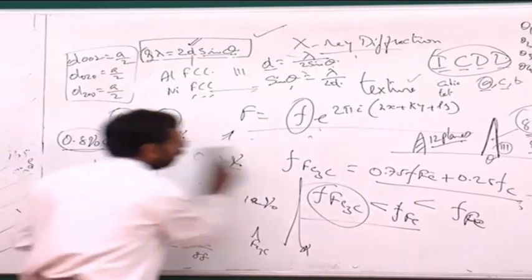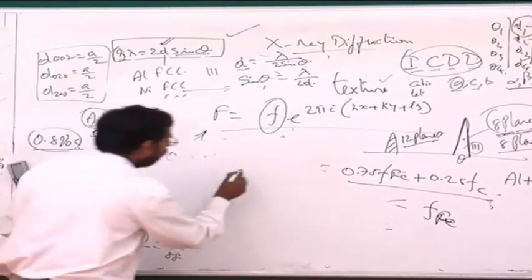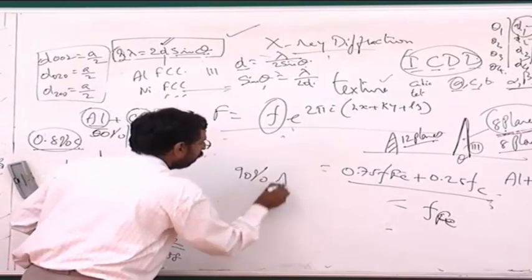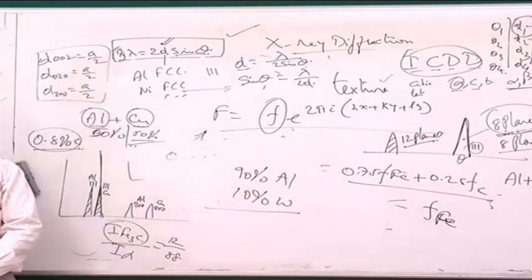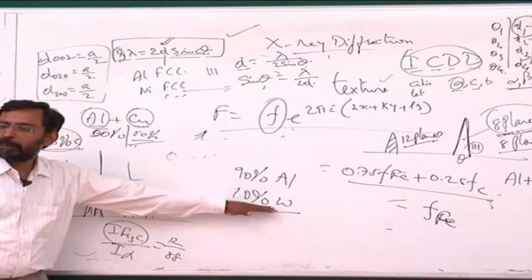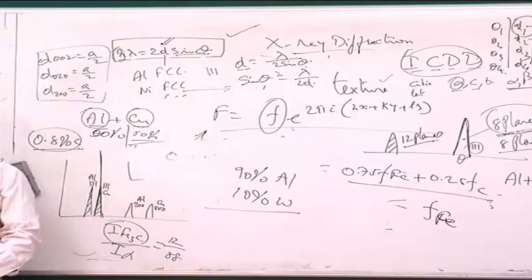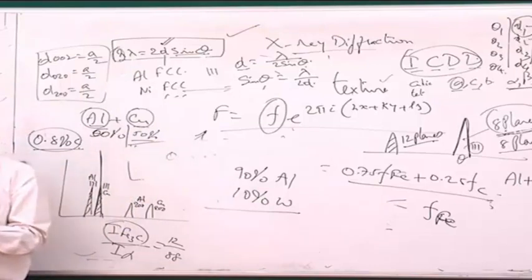For example, if I mix up, let's say, 90% of aluminum with 10% of tungsten and take an XRD pattern, you will actually see that the tungsten peak may be even bigger than the aluminum peak. It appears as if the material is tungsten rich and aluminum is very small.